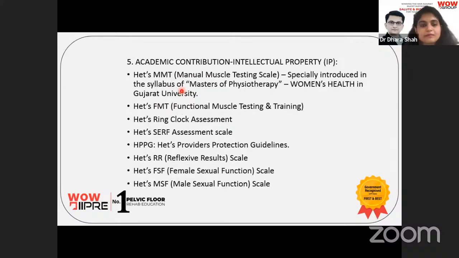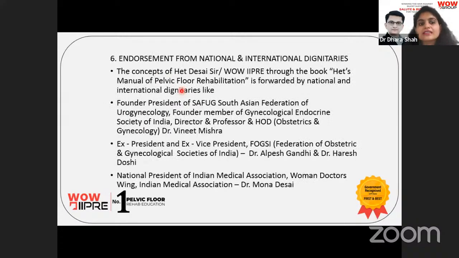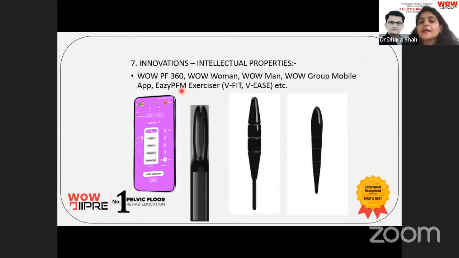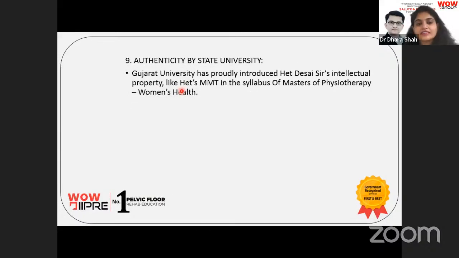He has multiple contributions which were already discussed. The book has received endorsements from multiple national and international dignitaries.